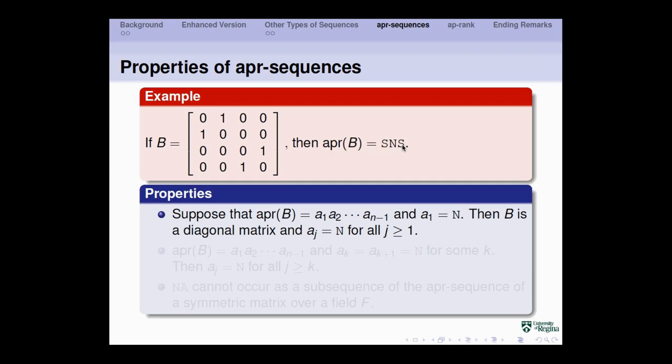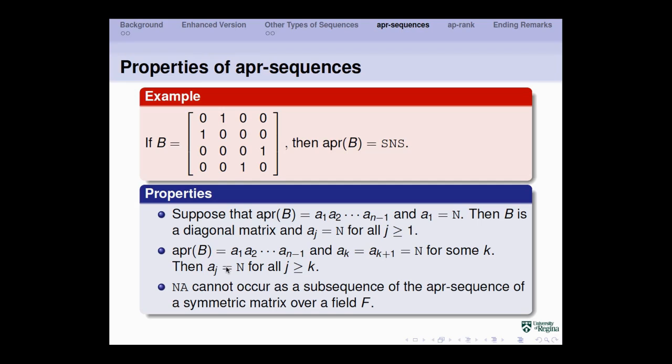So we started constructing properties. And here's something I mentioned. If the first position here is an N, that means none of the off-diagonal entries are non-zero, which means your matrix is diagonal. Okay, that's interesting. If in a potential APR sequence you see a double N, you see N, N, then you must have N's ever after. Okay? So once you locate 2 consecutive N's, then you must have N's from that point ever after.